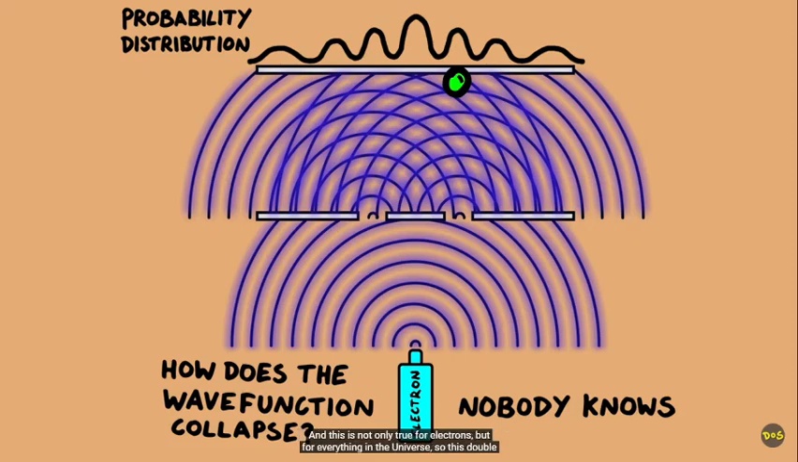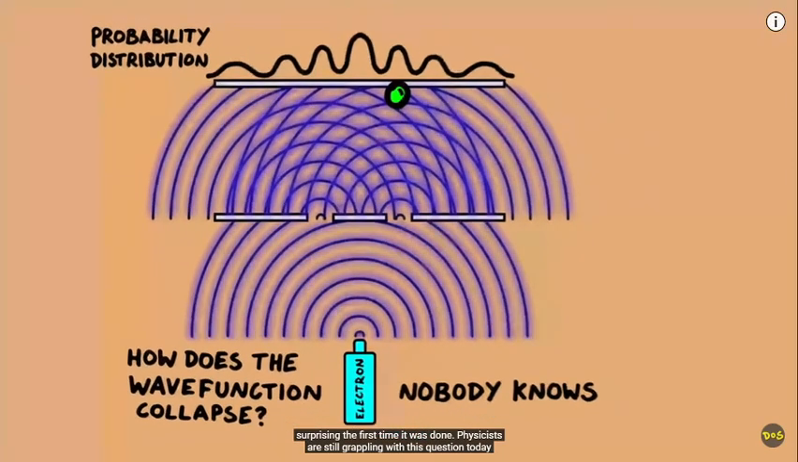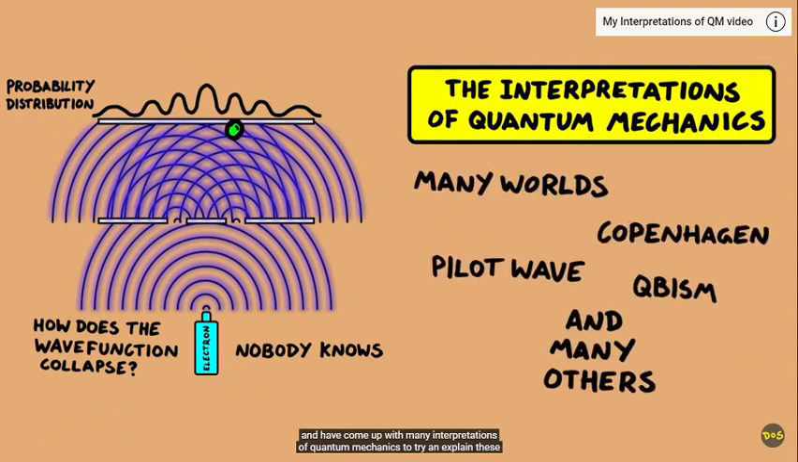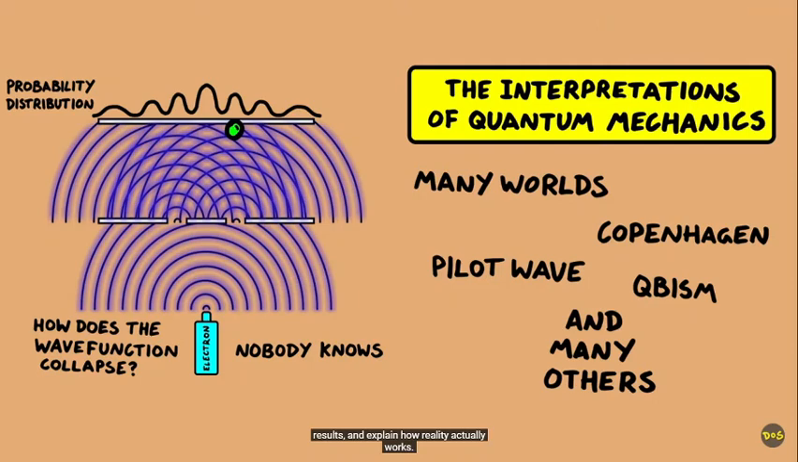And this is not only true for electrons, but everything in the universe. So this double slit experiment has huge consequences for our model of the universe. And it was very surprising the first time it was done. Physicists are still grappling with this question today and have come up with many interpretations of quantum mechanics to try and explain these results, and explain how reality actually works.